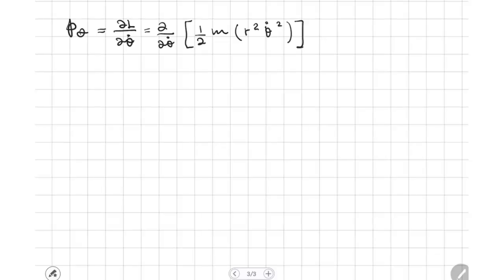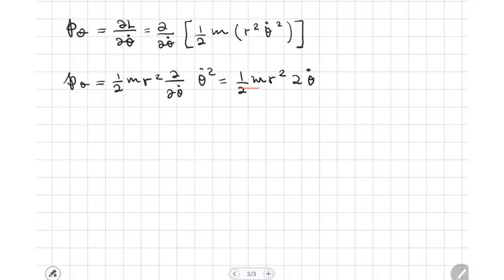So we get p theta is equal to, okay, 1/2 of the mass and r squared are constant because they are multiplying theta dot, but they are inside of the derivative, so we are going to take them out. 1/2 of the mass r squared, derivative with respect to theta dot of theta dot square. Applying the power rule for derivatives, the derivative with respect to theta dot of theta dot square is 2 theta dot. So we get 2 theta dot.